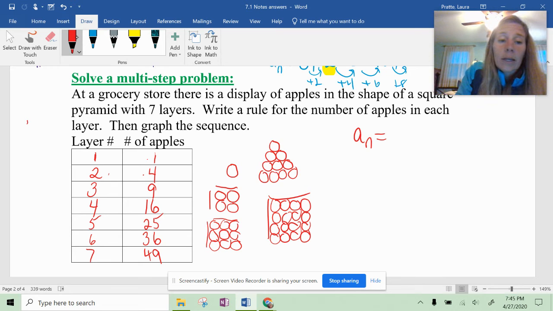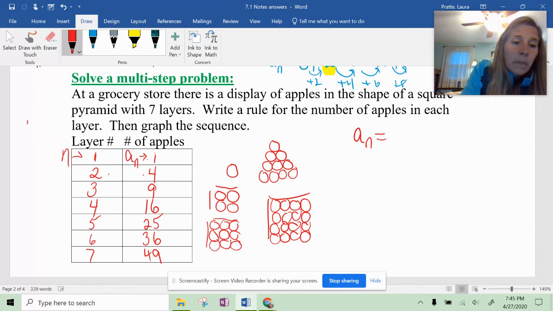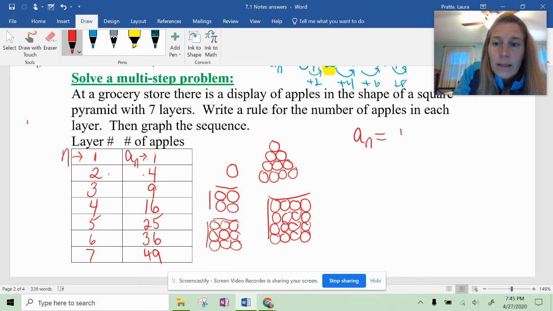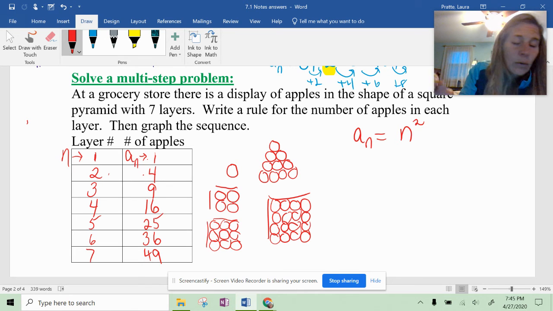So let's see if we can come up with that rule. If we take a look at this, these are the n values here, and these are the a sub n, right? So what am I doing to my n values to get those a sub n's? We're squaring them, right? We're taking that n value and we're squaring it. And that's it. We don't have to add anything to it. So that would be our rule.